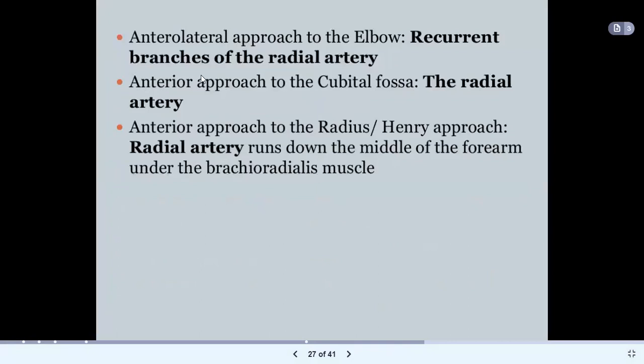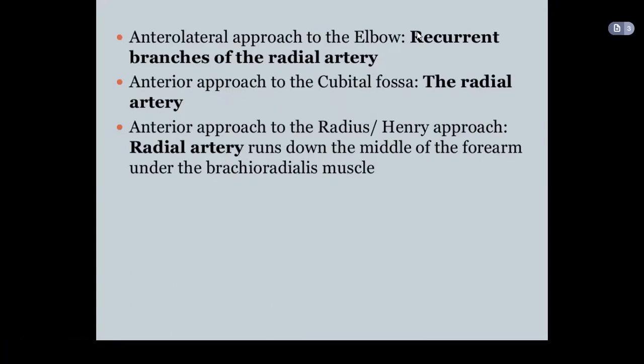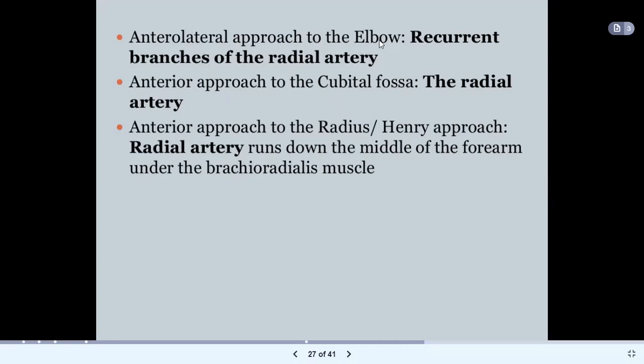Okay. Anterolateral approach to the elbow, you have the recurrent branches of the radial artery. Anterior approach to the cubital fossa, you have the radial artery. Anterior approach to the radius, or what we call the Henry approach, the radial artery runs down the middle of the forearm under the brachioradialis muscle. So these are the places where you can find the radial artery, where maybe you want to ligate the artery or do something with the artery, you can find the artery at this point.